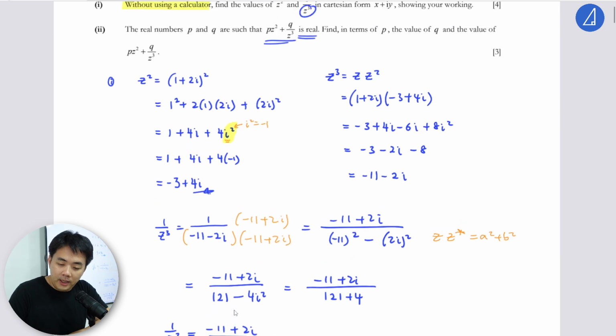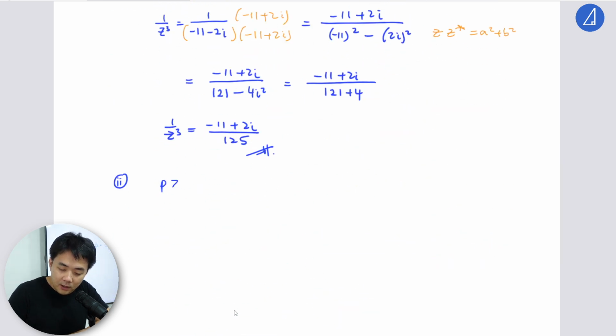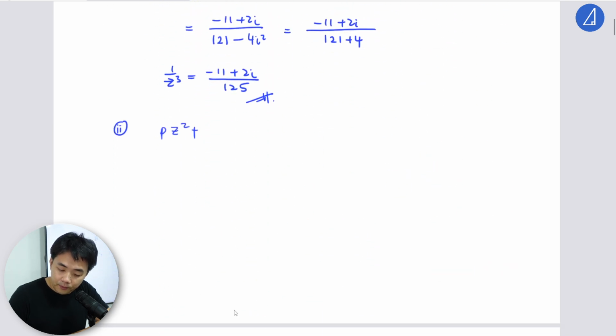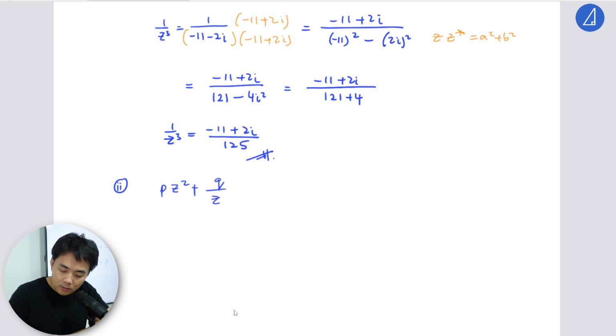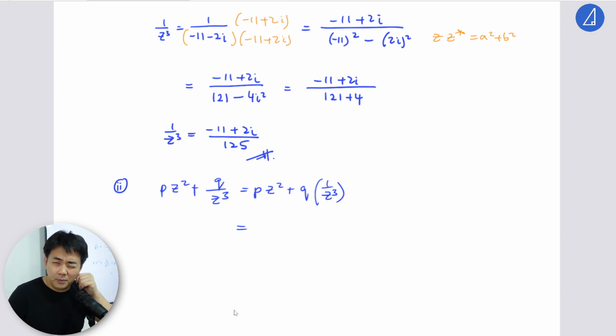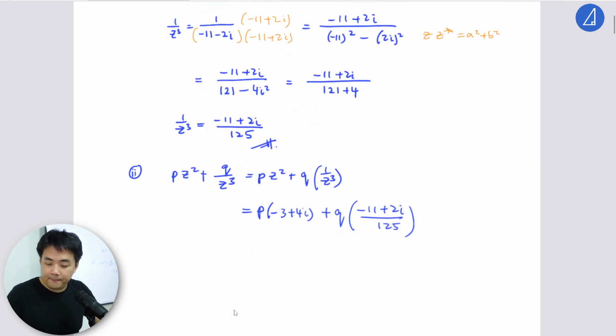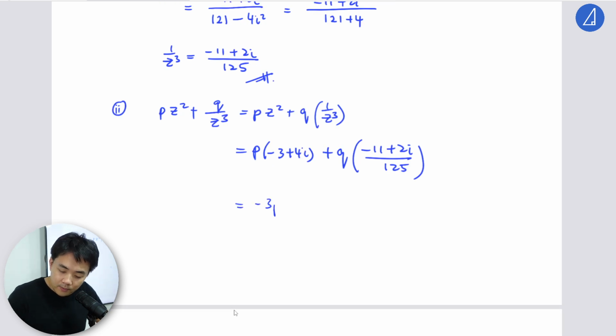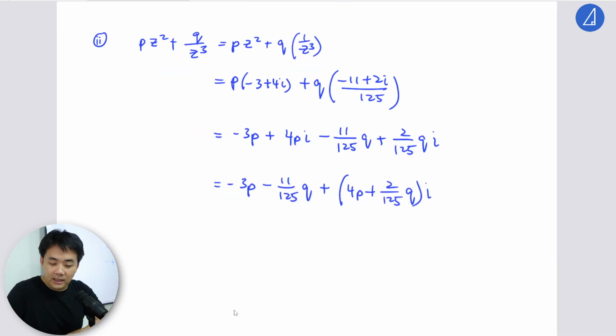This is real, meaning to say the imaginary part is 0. So we get p z square plus q times 1 over z cube, right? This is real. So you just make sure the imaginary part is 0. Substitute it in like that: 3p plus 4pi minus 11 over 125 q plus 2 over 125 qi. If this entire thing is real, meaning to say the imaginary part is 0, that's all. There you go.